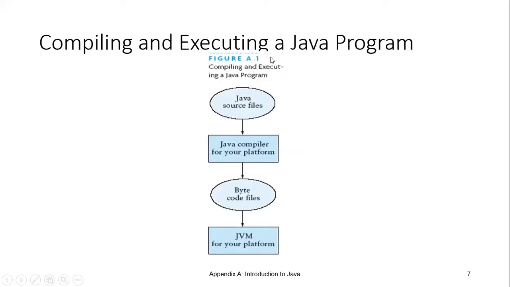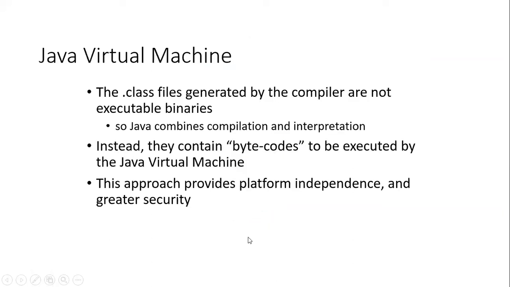And this is just the flowchart representation of compiling and executing a Java program. So here the Java files, the Java compiler converts into bytecode files, and it is converted to machine level by the JVM. And this is the Java virtual machine.